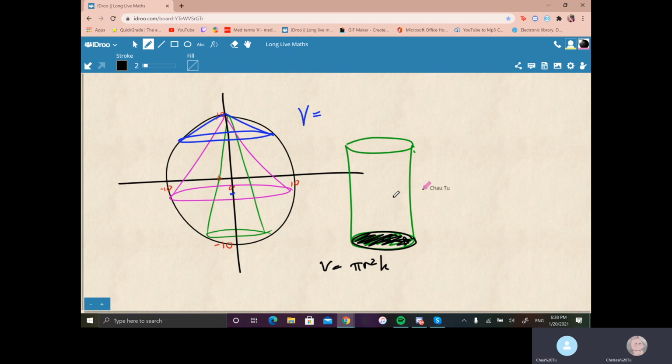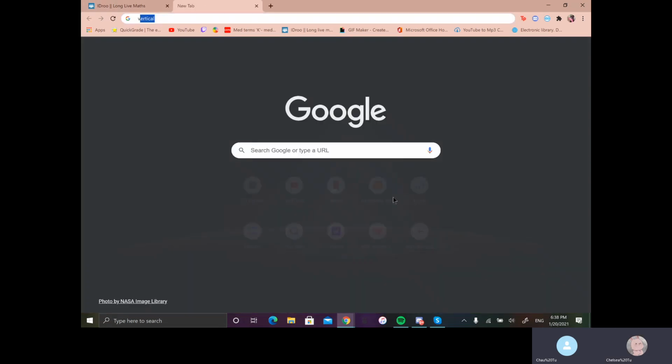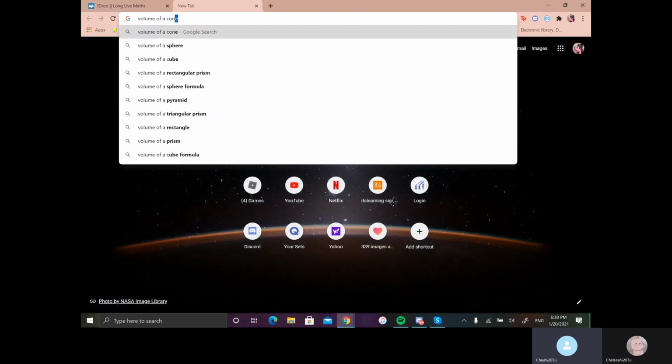Okay. So you need to know the height of the cylinder. So if it was the cone, it would be pi r squared h over 3. Yeah, a third of that cylinder. And then if you search volume of a cone, go and punch it into Google, volume of a cone.